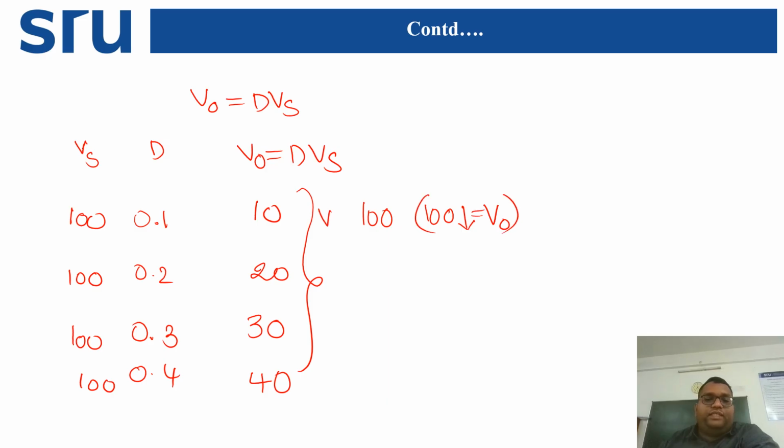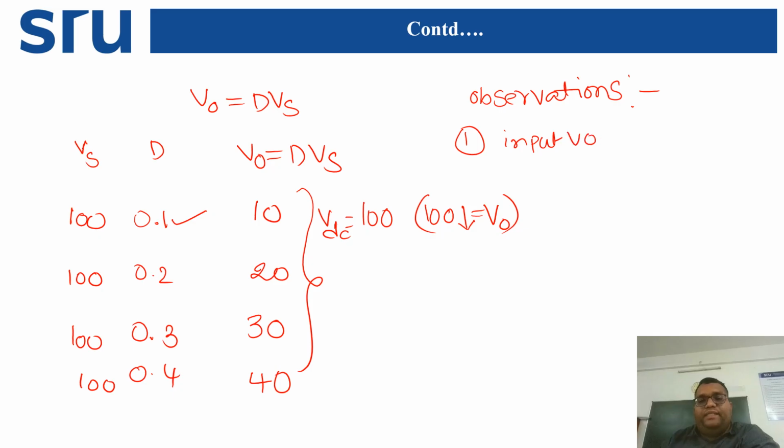So what is the input voltage? That is VDC, 100 volts, but the output voltage at different duty cycles is less than 100 volts. From this, we have to note down a few observations here. The first observation is that the input voltage is constant.